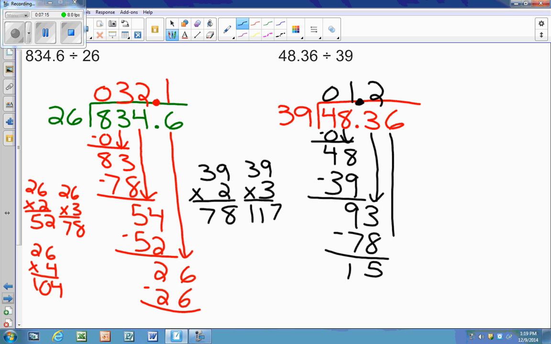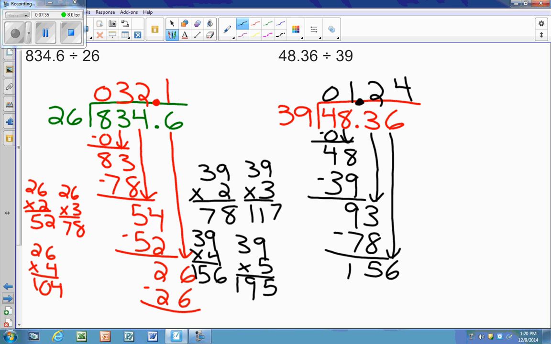And I bring down my next number. And I want to see how many times 39 can go into 156. So I keep doing my multiples on the side to help me. And we know that 156 goes in 4 times. And the decimal's already up there, so we did a good job and we're done.